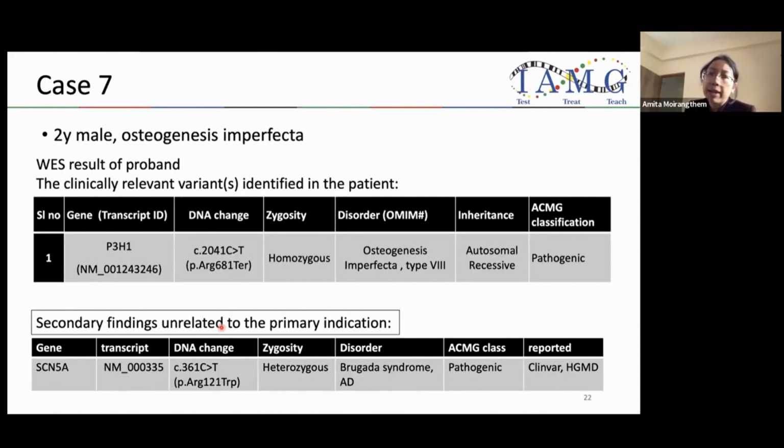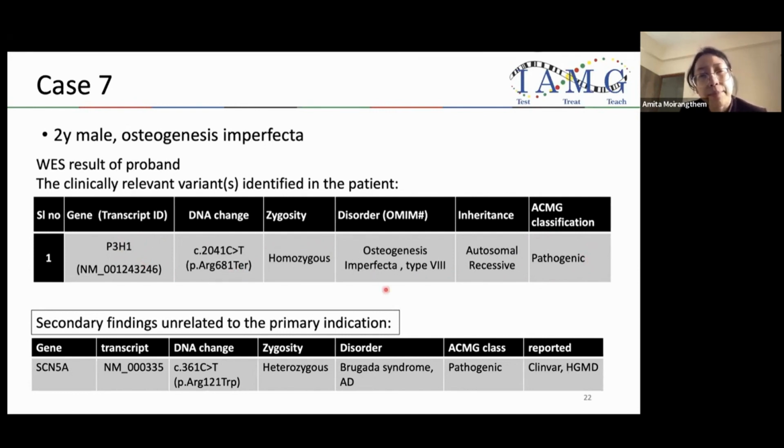Then some labs have started giving additional information. In such a case with osteogenesis imperfecta who underwent exome sequencing, the variant for the primary indication, that is osteogenesis imperfecta, is detected here. This is a homozygous variant in this gene and it is a pathogenic variant.